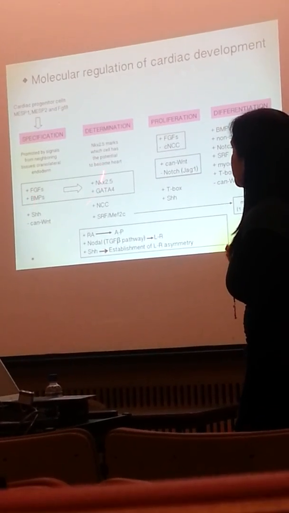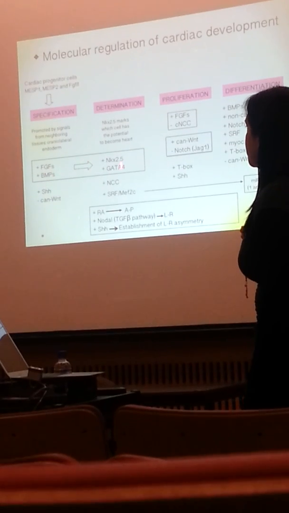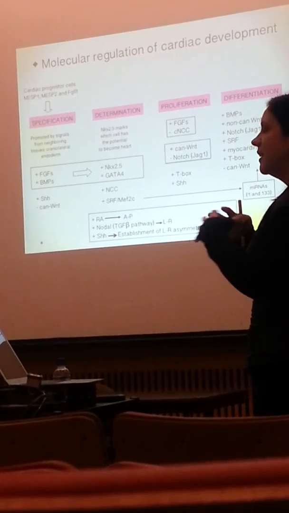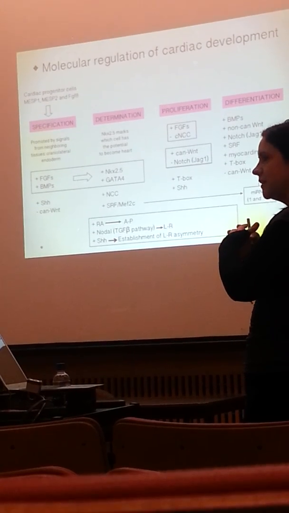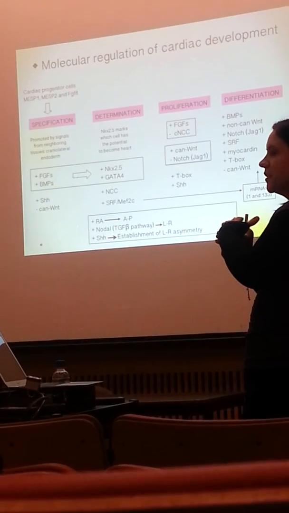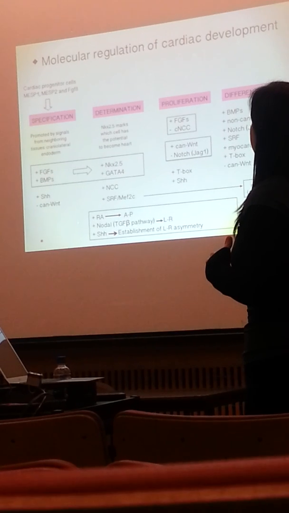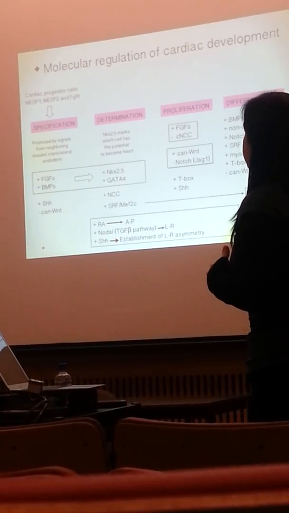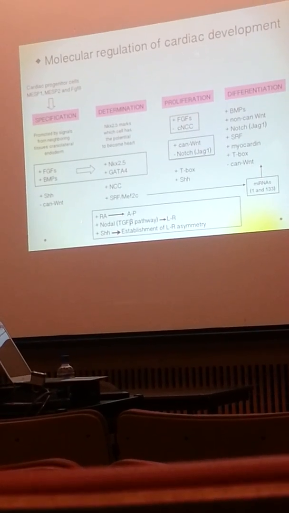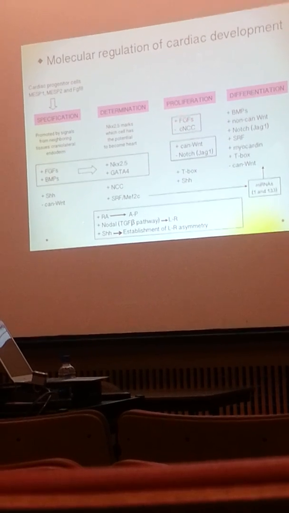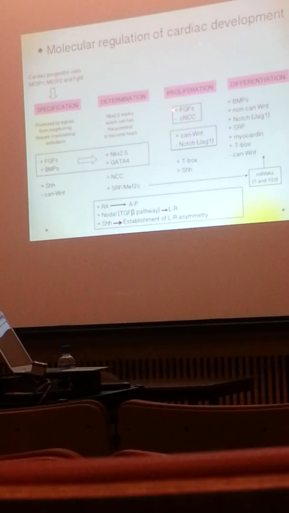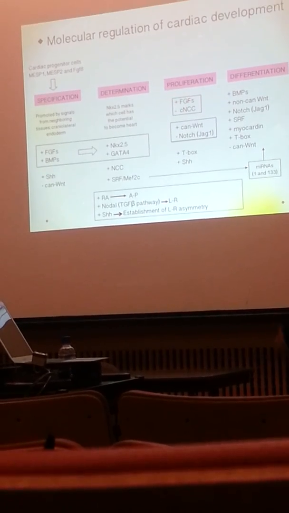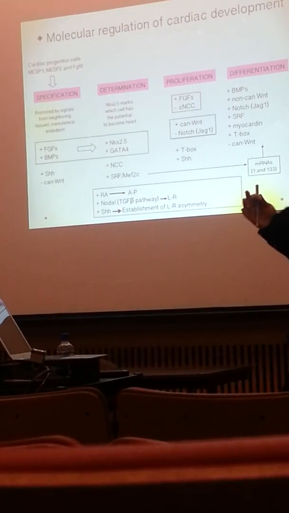And there is a control as well from the specification factors to the determination factor. It's always a little bit of overlapping of the stages, and very fine regulation occurs between them. The proliferation is mainly regulated by fibroblast growth factors, and the neural crest cells are controlling that these fibroblast growth factors are not too much or not too little.